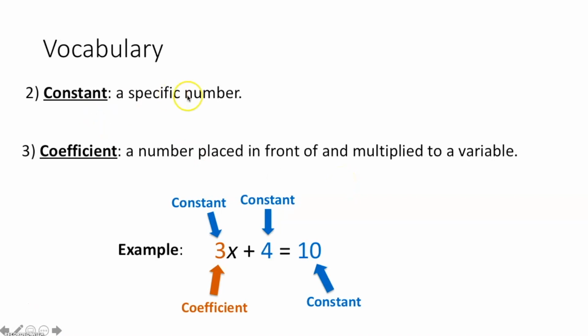The second vocabulary term is a constant. That's a specific number. So if you're looking down here, anytime you see a number, we call that a constant in math. That's just another way for math teachers to make it harder on you. Instead of just calling it a number, we call it a constant because it's a never-changing number. A coefficient is going to be a number placed in front of and multiplied to a variable. So here you can see we have 3 times x. The 3 is a constant, but since it's multiplied to the x, our variable, it's also called a coefficient.